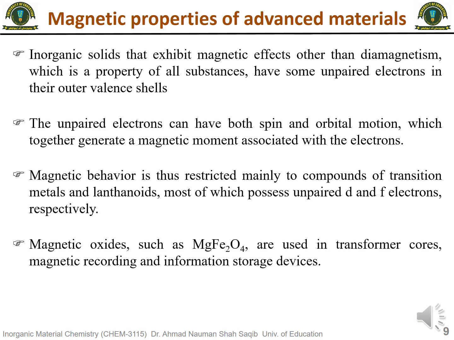And some of the magnetic oxides, one of the common applications of magnetic materials, is that they are used in the transformers of electricity. So their core is actually made of a magnetic material, which is MgFe2O4, and there are some other magnetic oxides as well which are used for that purpose nowadays. Other than transformer cores, these magnetic oxides are also used in recording and information storage devices, like the hard disk of a computer.